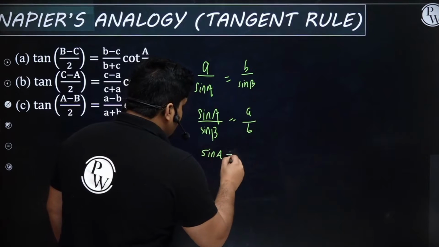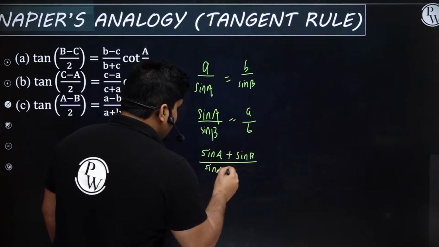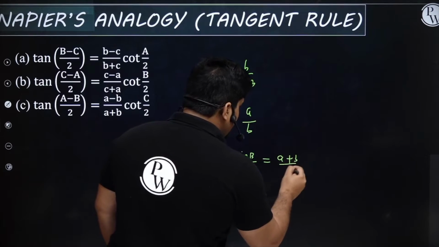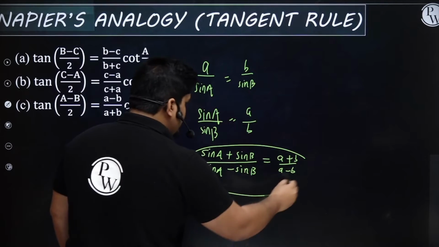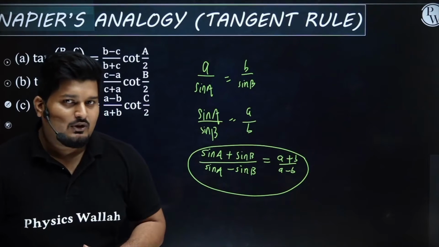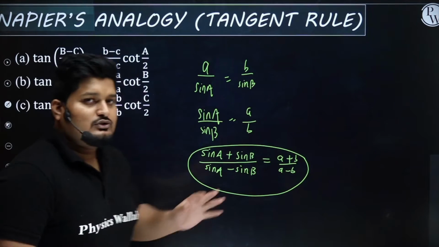So this is like sin A plus sin B divided by sin A minus sin B is equal to a plus b divided by a minus b. And if you simplify it, using the sin C plus sin D formula and the sin C minus sin D formula, you will derive this final result.